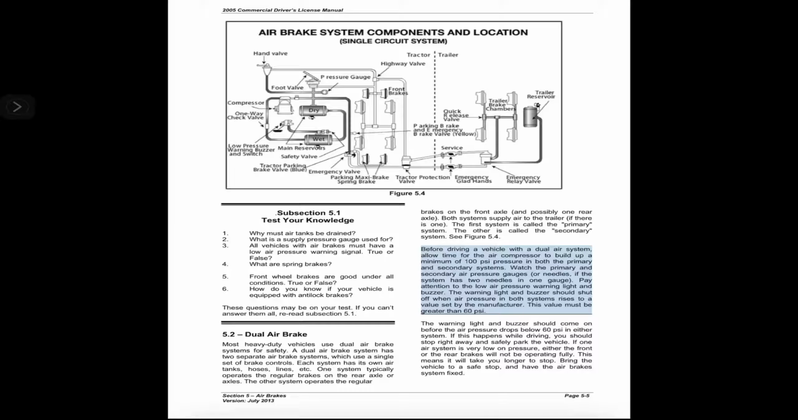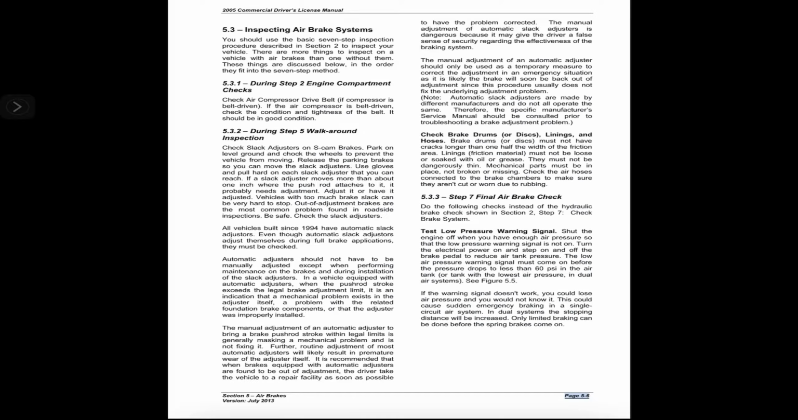The warning light and buzzer should shut off when air pressure in both systems rises to a value set by the manufacturer. This value must be greater than 60 psi. The warning light and buzzer should come on before the air pressure drops below 60 psi in either system. If this happens while driving, you should stop right away and safely park the vehicle. If one air system is very low on pressure, either the front or the rear brakes will not be operating fully. This means it will take you longer to stop. Bring the vehicle to a safe stop and have the air brake system fixed.